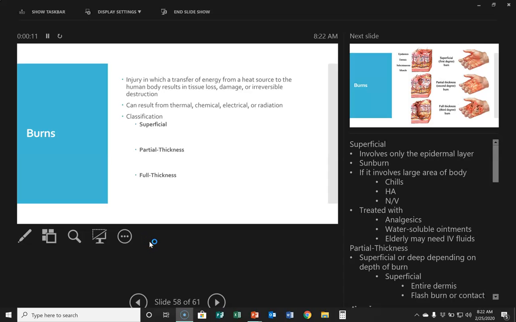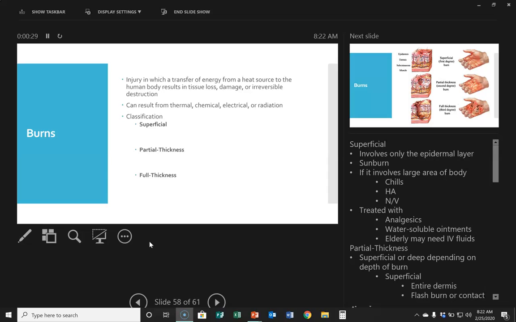Unit with burns. So, burns, this is an injury in which a transfer of energy from a heat source to the human body results in tissue loss, damage, or irreversible destruction. This can be a thermal burn, chemical burn, electrical burn, or even radiation burn.